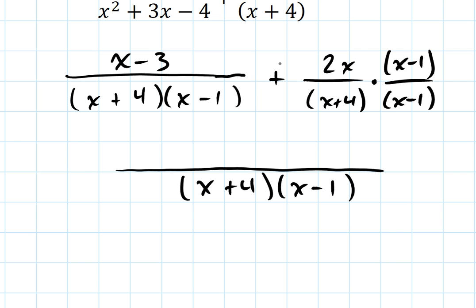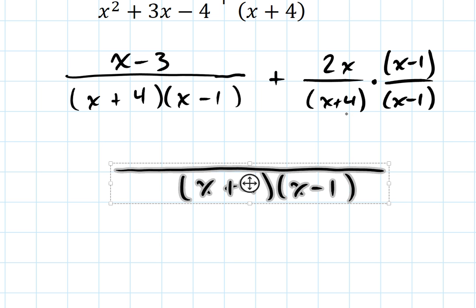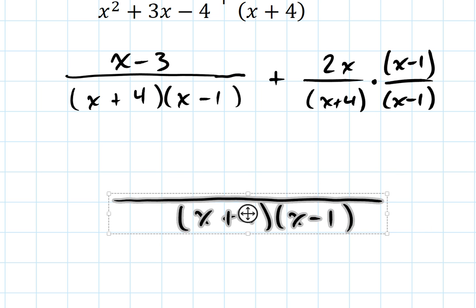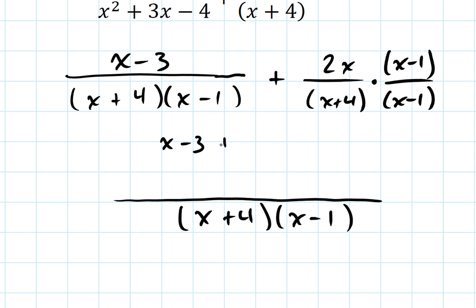Let me grab this and move this down just a little bit. This is x minus 3, and I'm going to add to that 2x squared minus 2x. So if I collect up like terms and simplify that, it looks like I've got 2x squared minus 1x and then minus 3.